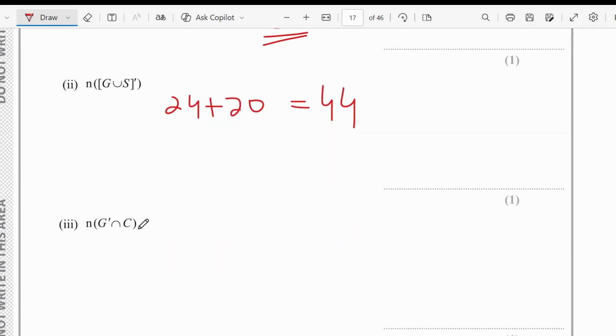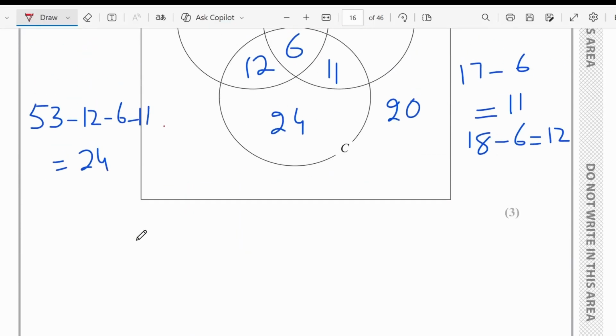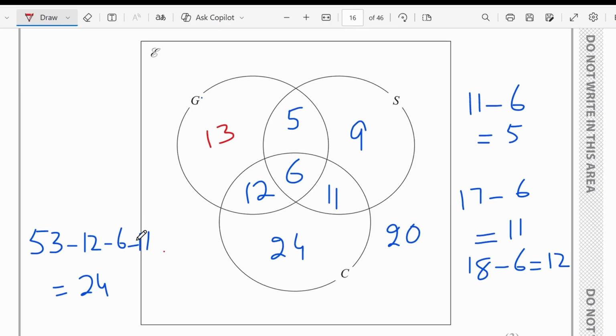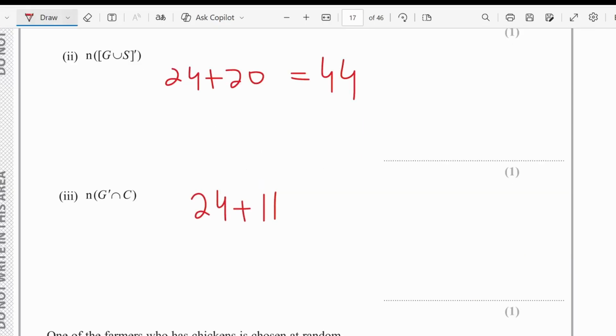Number of G complement intersection C means C without G. So C without G would be this part, 24 plus 11, that is 35.